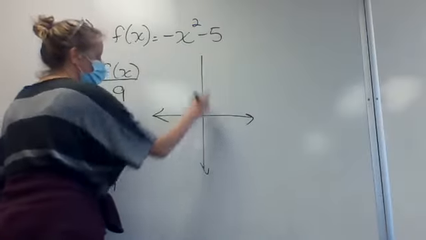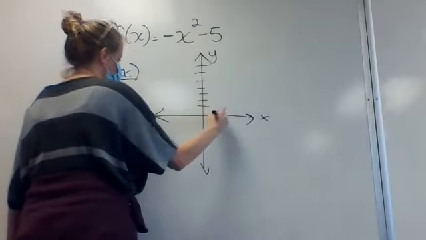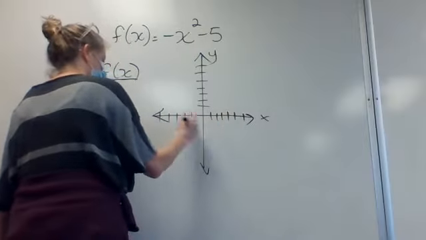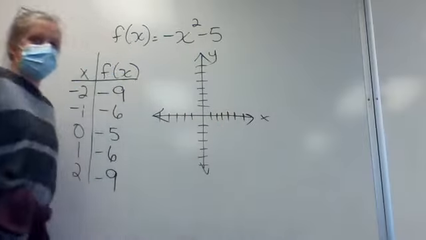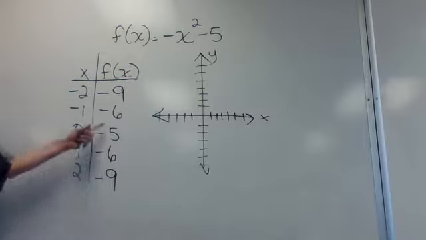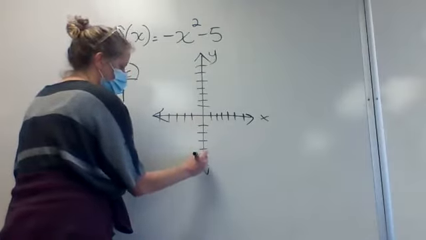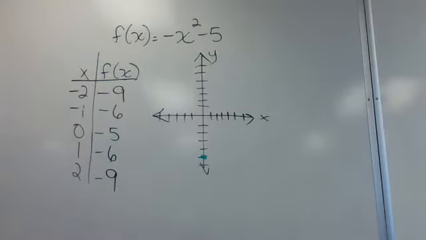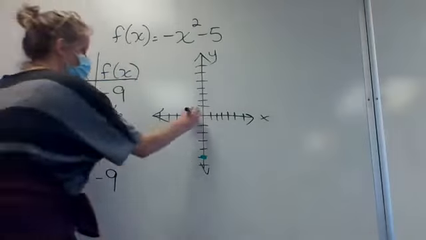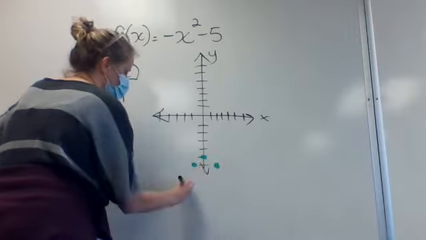Parabolas also have vertexes, just like the absolute value graph. MATLAB doesn't make you plot the vertex first, but if I did, which one of these points would it be? 0, good, right. Inside where the mirroring starts. So 0, -5. And then either side of that, -1, -6, and +1, -6.